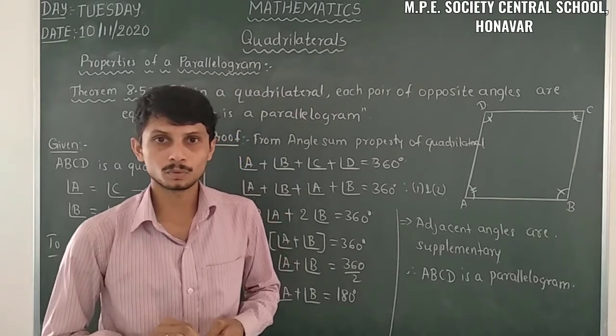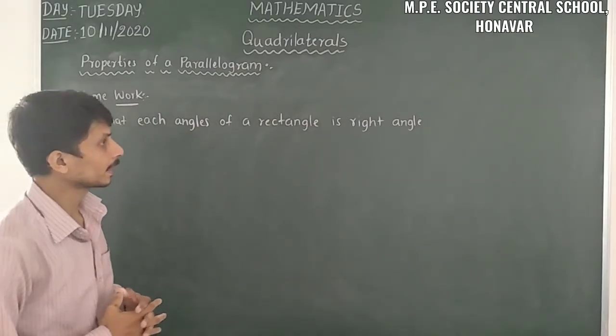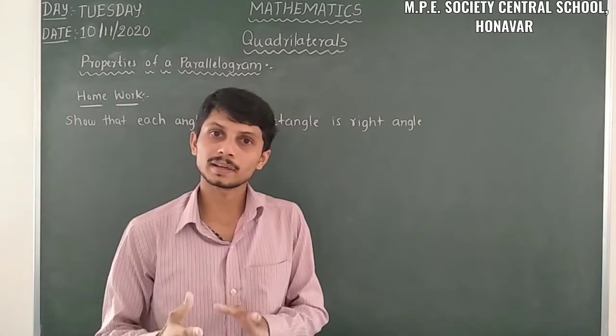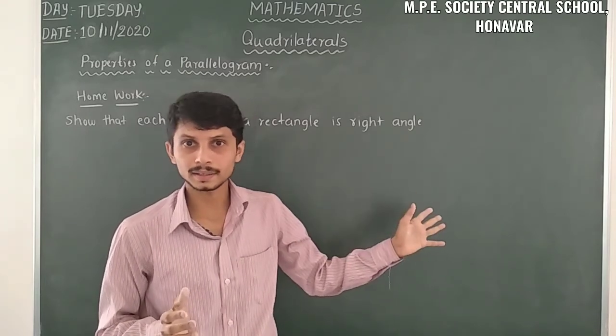So let us take one homework. Show that each angle of a rectangle is a right angle. We already know that each angle of a rectangle is a right angle. So construct a rectangle here.